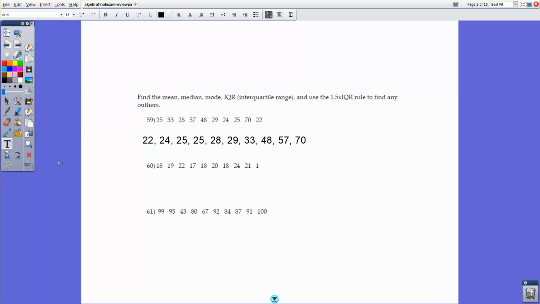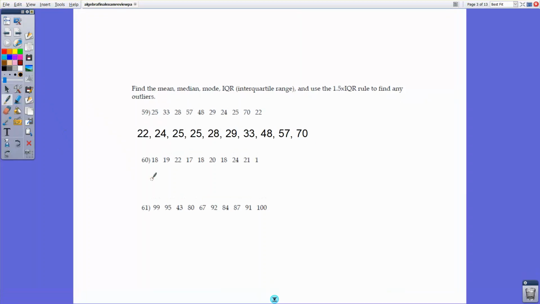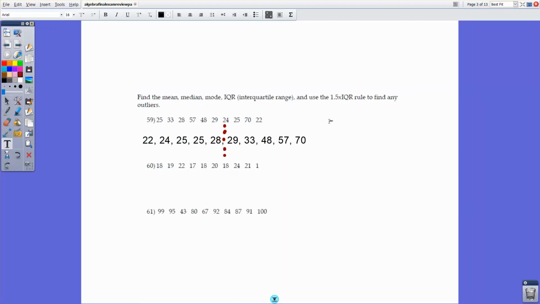Now, the median is the number that's in the middle. Well, since we have 10 numbers, we're going to divide these values through the middle of those. So in this case, the median here is 28.5 because it's the average of 28 and 29. So median is 28.5. I'll do the mean later. The mode, any numbers that are repeated. In this case, 25 is repeated once, and that's the only one that's repeated, so the mode is 25.